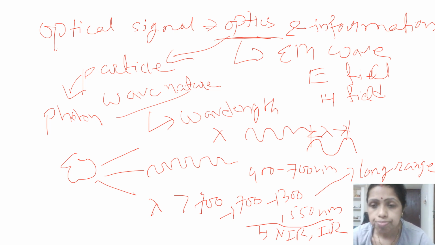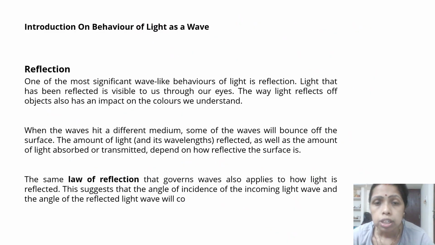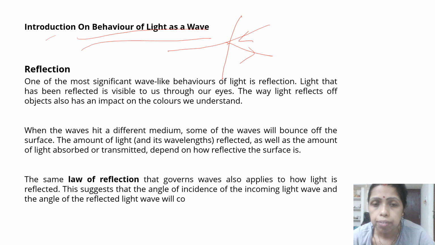Now come to the characteristics and behavior of the optical signal. It follows the law of reflection. We have already studied this in class 11 and 12. There is an interface, right? When light falls on the interface, either it will be refracted or it will be reflected, based on the media.